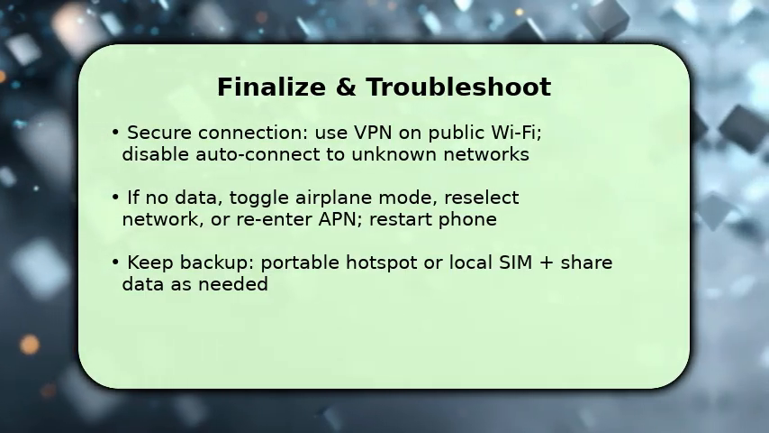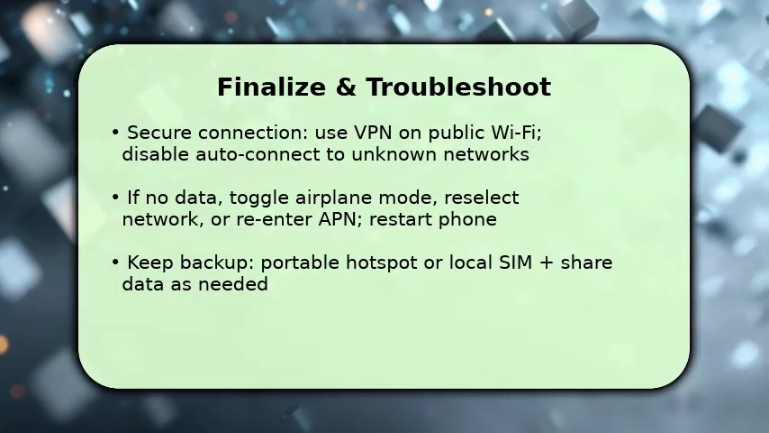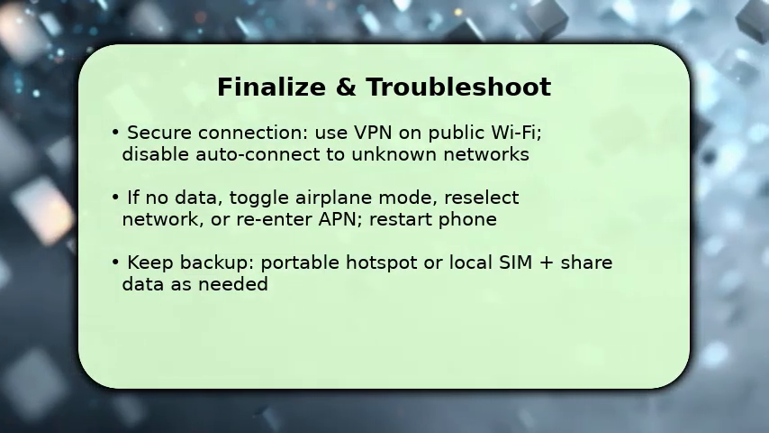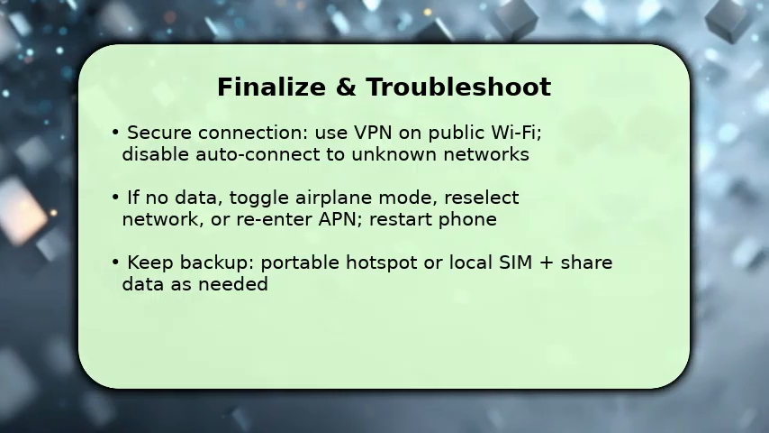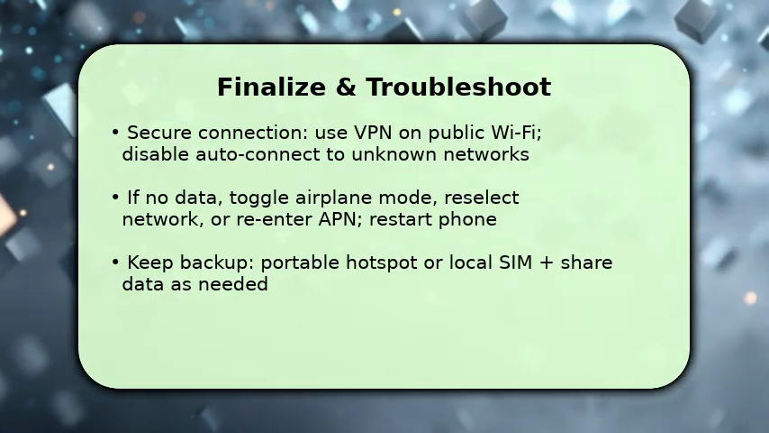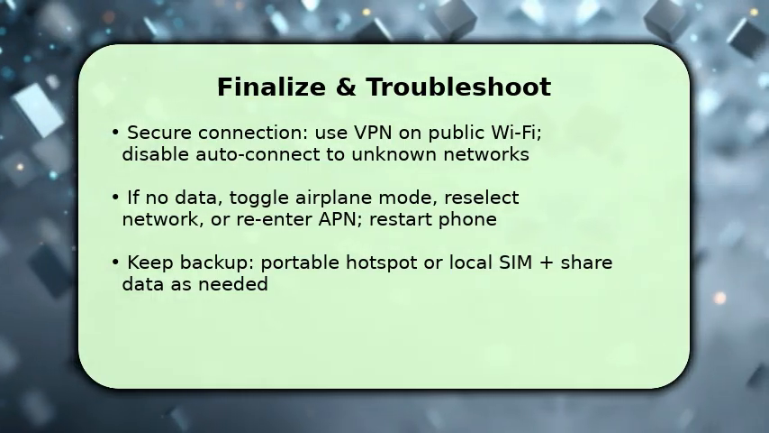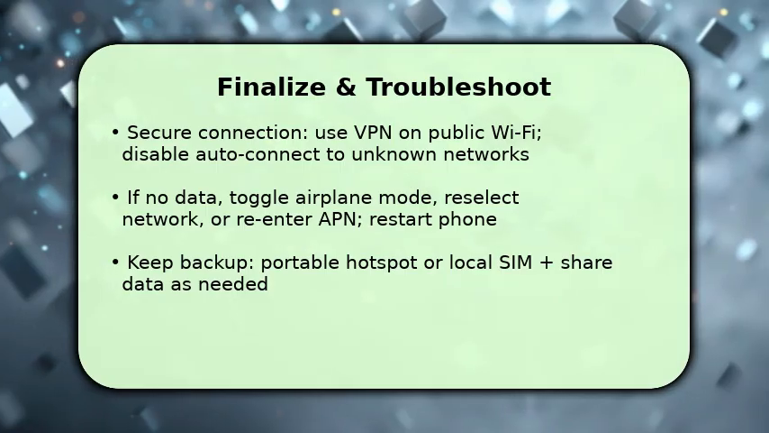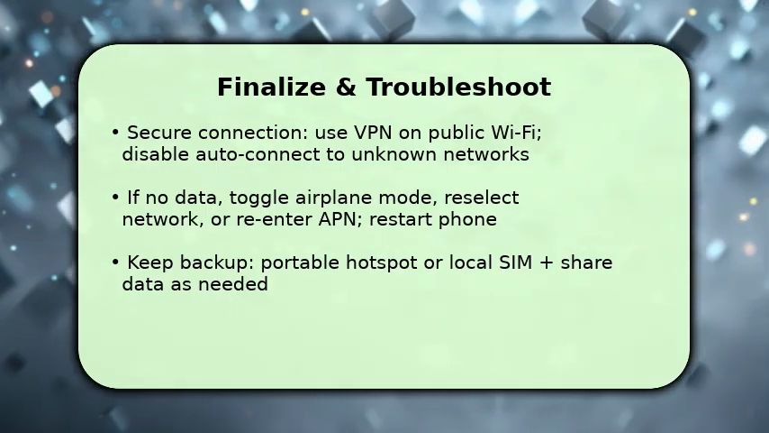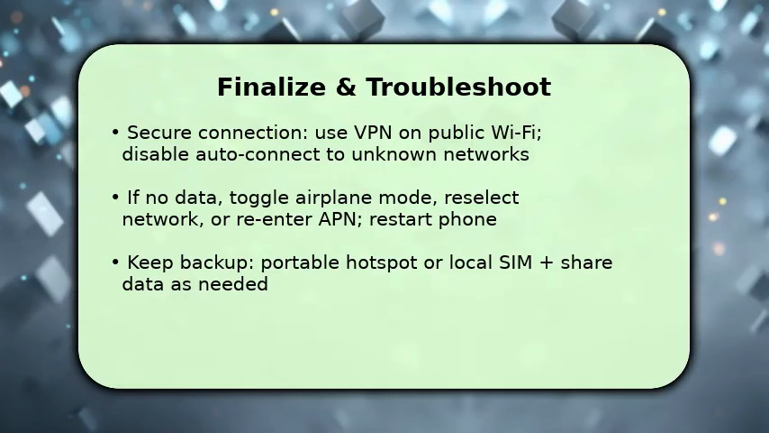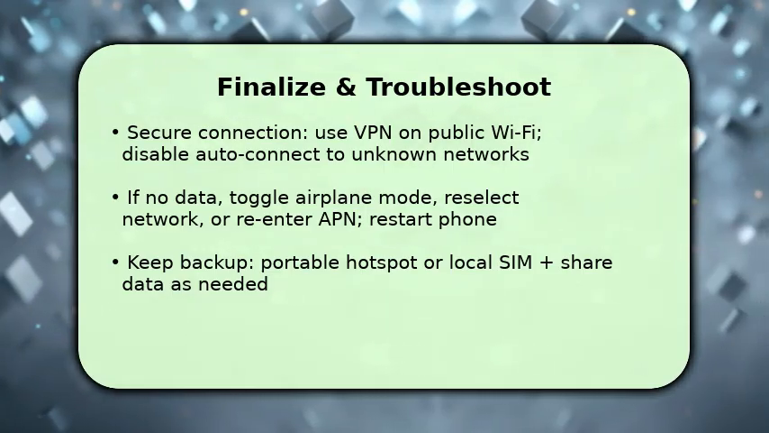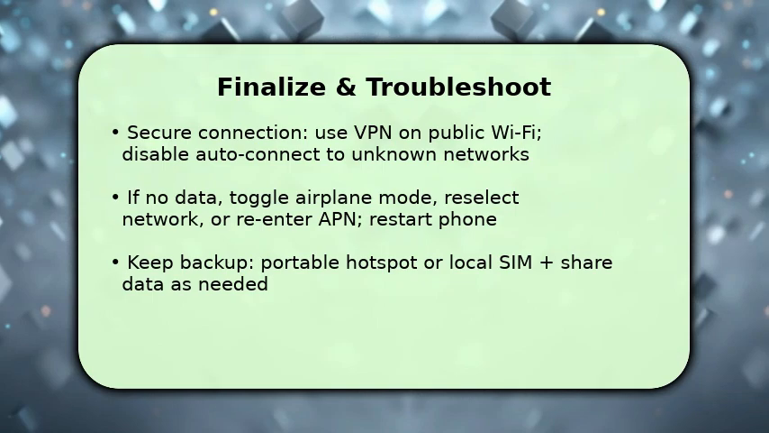If mobile data fails, toggle airplane mode, reselect the carrier network manually, or re-enter the APN settings and restart the phone. These steps usually restore service. Make sure you have a backup like a portable hotspot or second local SIM to share data. If problems persist, contact carrier support with your IMEI and plan details for a quick resolution.